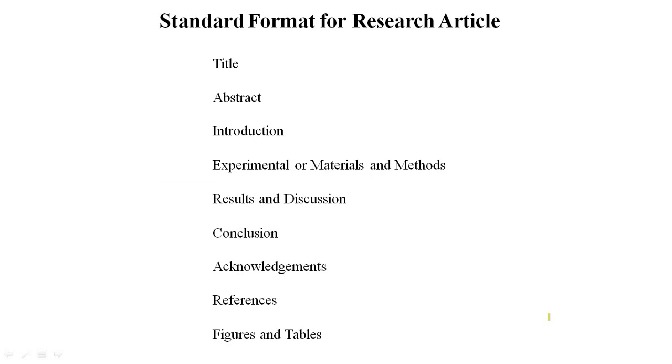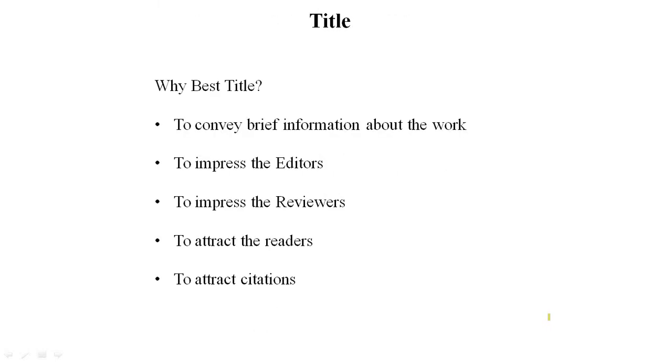So what is a standard format of a research article? Any research article may contain these sections: title, abstract, introduction, experimental or materials and methods, results and discussion, conclusion, acknowledgements, references, figures and tables. These are the basic components of any research article. Okay, and let's start with the title.